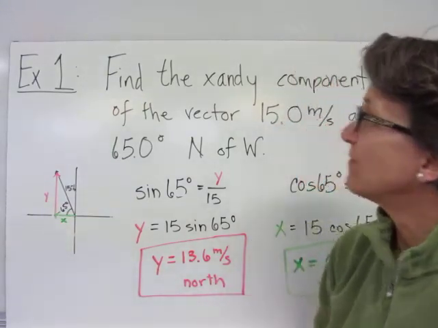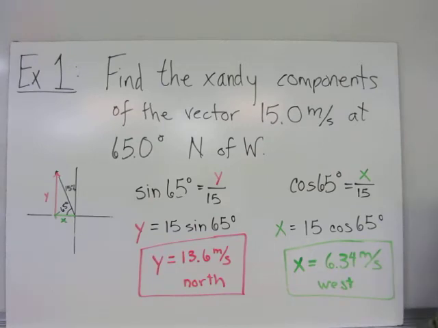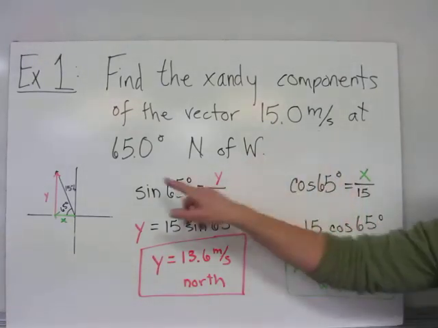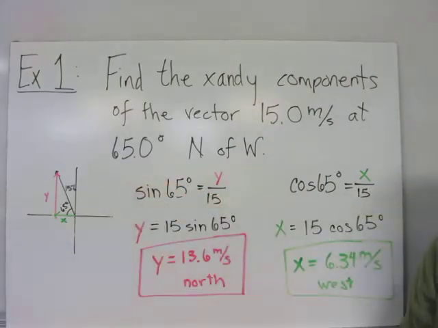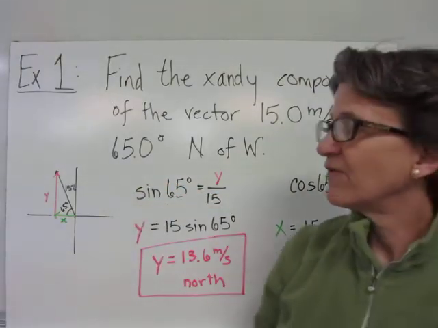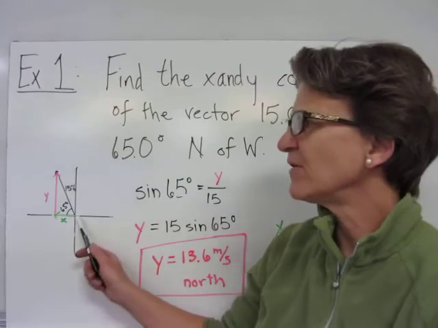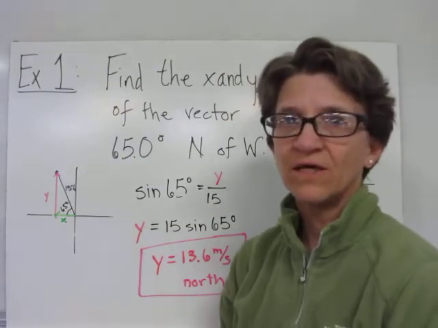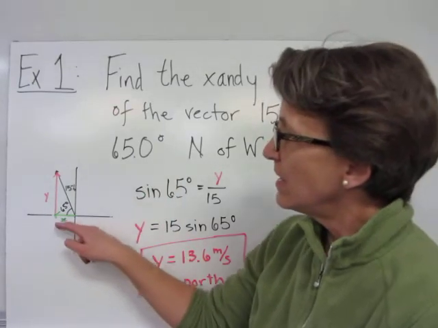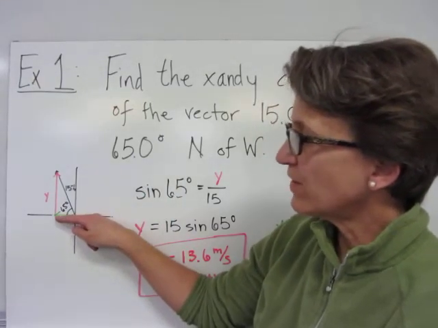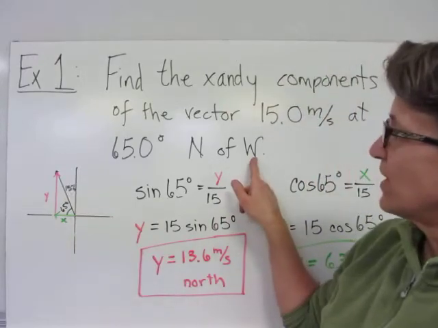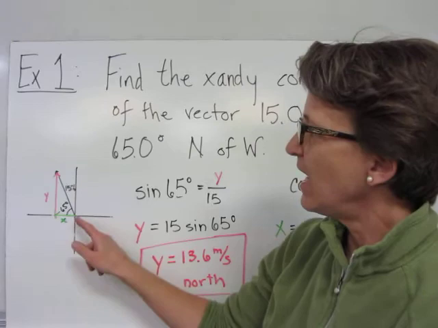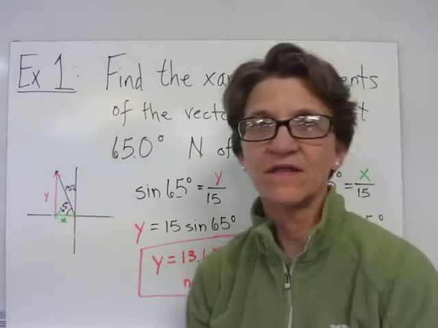In our first example, it says, find the x and y components of the vector 15 meters per second at 65 degrees north of west. I've drawn a scale diagram, and you don't actually have to measure it out, but you do want it to truly represent your problem. 65 degrees north of west, so start at west and take 65 degrees towards the north, and then there's my resultant of length 15.